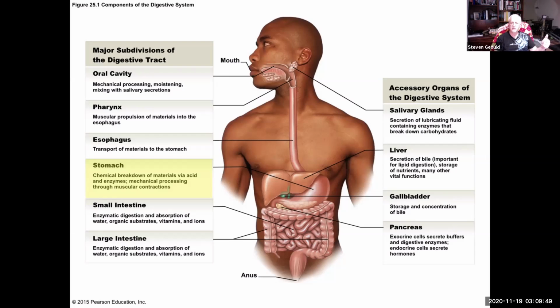Stores food, mechanical breakdown through the contraction of smooth muscles, and enzymatic breakdown. Digestion begins to occur with enzymes and acid being released. Those are the three functions of the stomach.